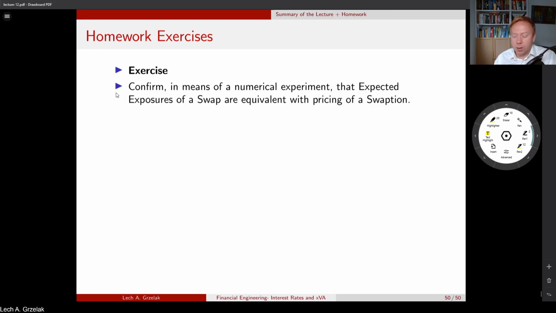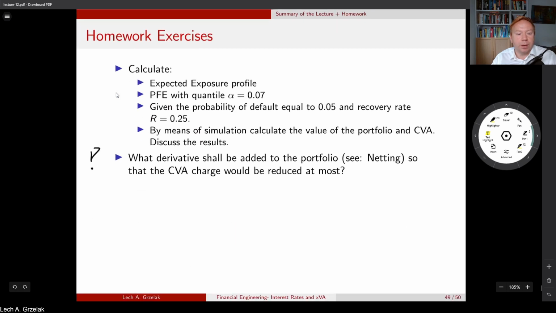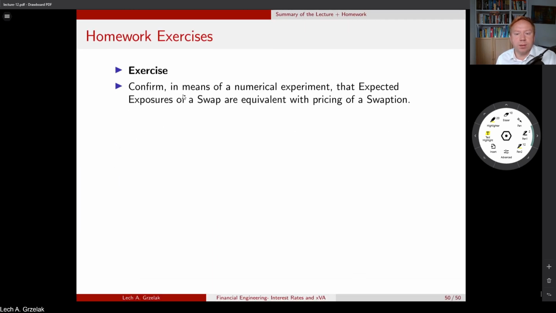And then another part. So we have the first exercise, and then I have only 2 exercises. The second exercise is to confirm numerically that the expected exposure of an interest rate swap is equivalent to the pricing of a swaption. Essentially, what you have to do is simulate expected exposures from the code we have seen in the lecture, and then also implement a swaption pricing based on a Hull-White model. This is covered, I think, in lectures number 7 and 8. And then you have to compare the two, using, of course, the Jamshidian trick.